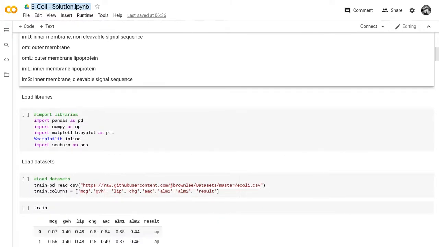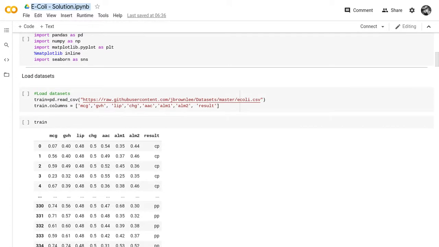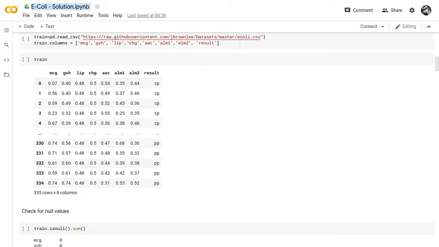So the first thing that we're going to do is load the libraries, which we did. And then we're going to load the data sets. And then what I did was I gave names to the columns on the data sets, because the data sets didn't have columns on them. So you can see the data set after I've loaded it and gave the column names.